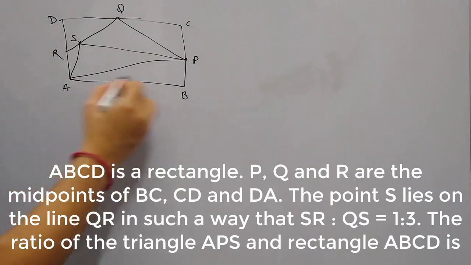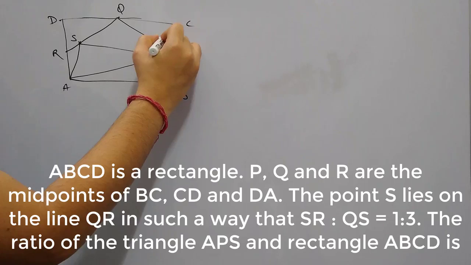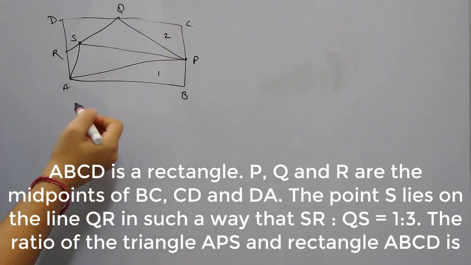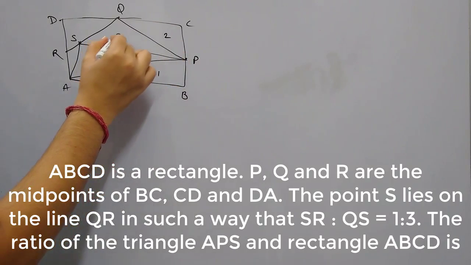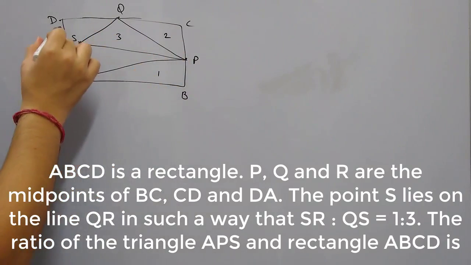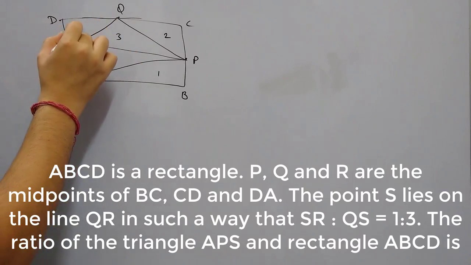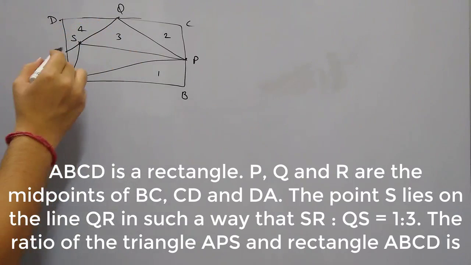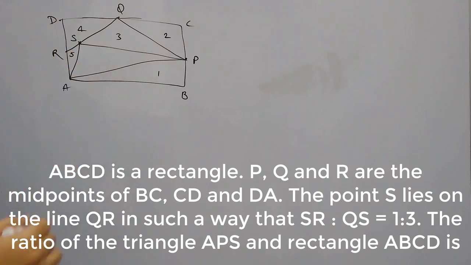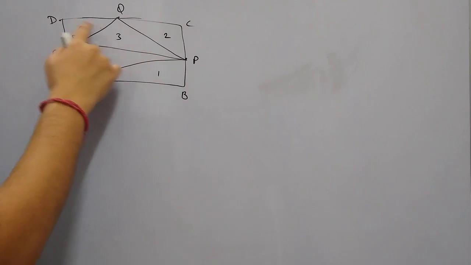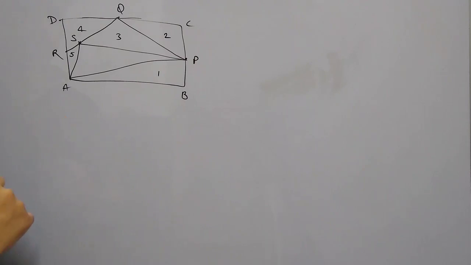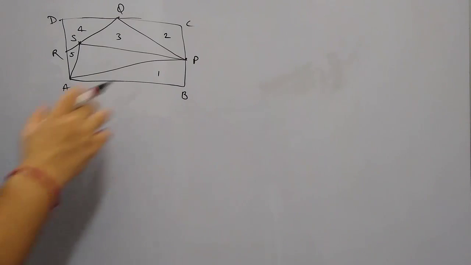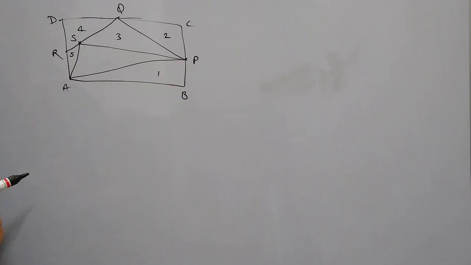Let's name them. This is one, triangle 1, triangle 2. Triangle 1 is ABP. Triangle 2 is PQC. This is triangle 3, SQP, and QDR is triangle 4, and ARS is triangle 5. So from the area of rectangle ABCD, if we subtract the areas of 1, 2, 3, 4 and 5, we'll get the area of triangle APS, right? That is the only way I see here. So now we need to find the area of all these triangles.